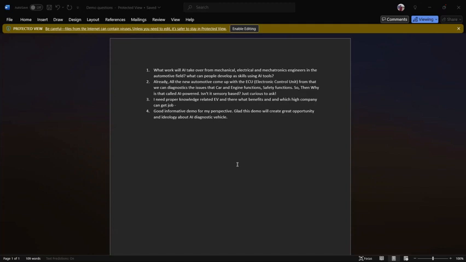Already, all the new automotive comes with ECU electronic controllers. From that, we can diagnose the issue, the car and engine function, and safety function. So why is it called AI power? Till now, you guys have not learned how AI works.